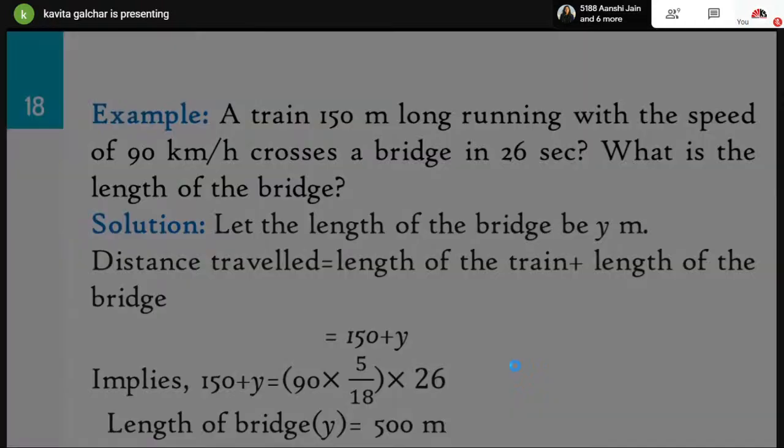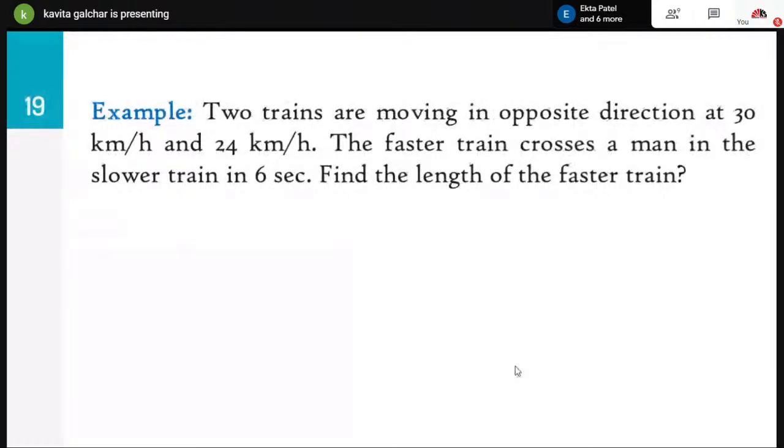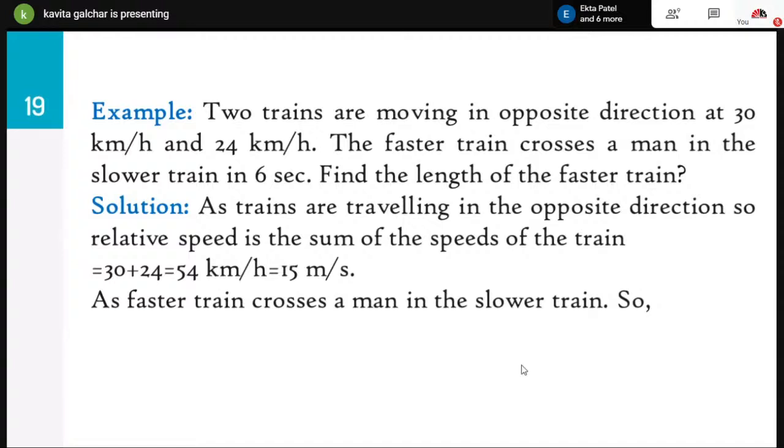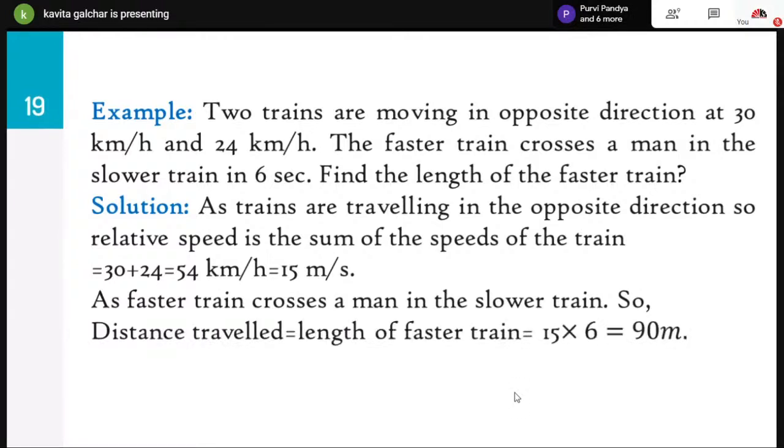Now moving on, see, two trains are moving in opposite direction, at 30 km per hour and 24 km per hour, and the faster train crosses the man in the slower train in 6 seconds. The time interval is 6 seconds. I have to calculate the length of the faster train. As the trains are traveling in opposite directions, the relative speed is the sum of the speeds of the trains. This is 30 plus 24, that is 54 kilometer per hour. By multiplying it with 5 upon 18, I am getting 15 meter per second. As the faster train crosses the man in the slower train, the distance traveled by the faster train is 15 into 6, which is equal to 90 meter.